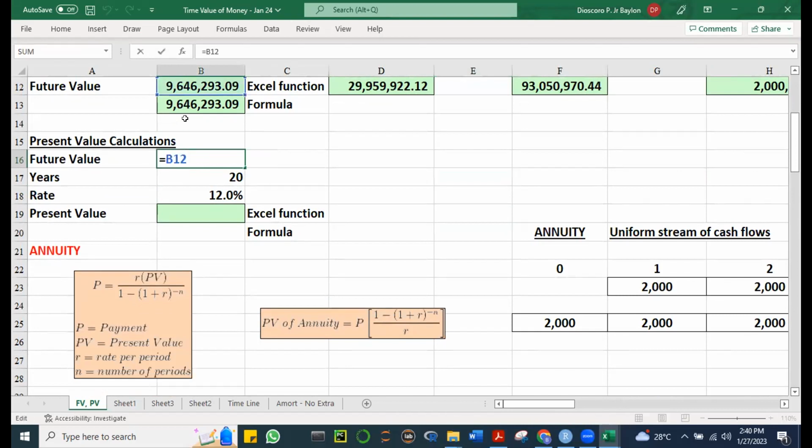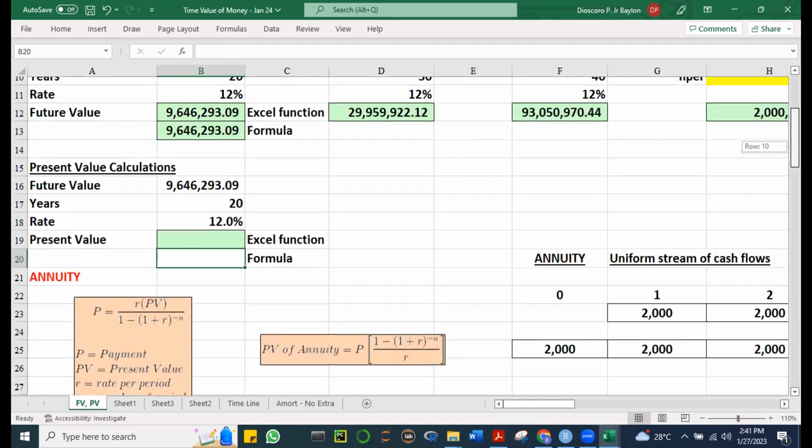This amount is coming from our future value. And then the question is, how much should we invest now so that we get 9.646 million after 20 years if the rate is 12%? So let's first make use of the formula.